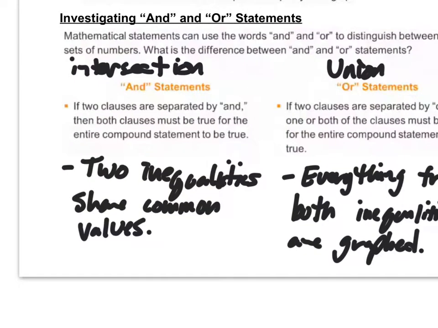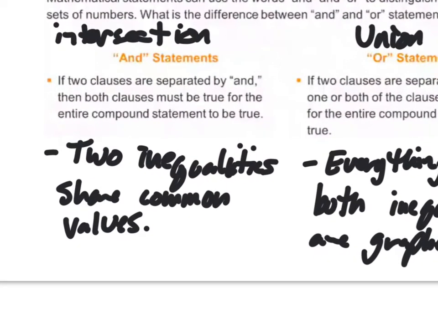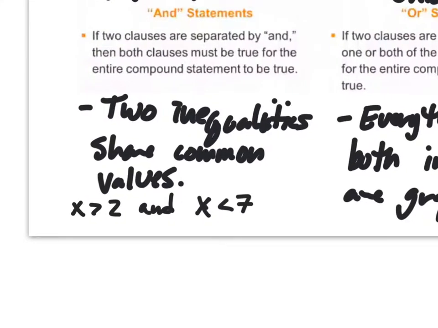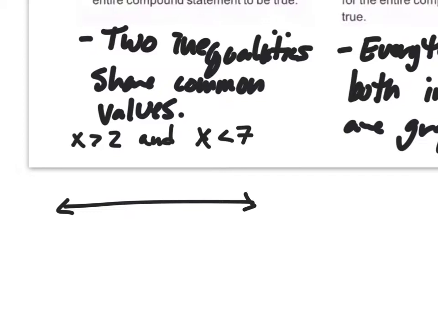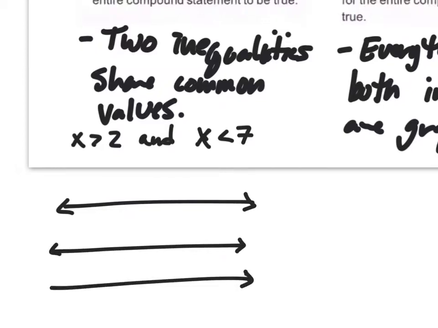If I graphed an intersection using an "and" statement, I would say something like this: x is greater than, say, 2, and x is less than, say, 7. What we would do is graph, and we'd have the first graph if x is greater than 2. Let me do a couple of different lines here. I know I'm off the page a little bit, but that's the idea.